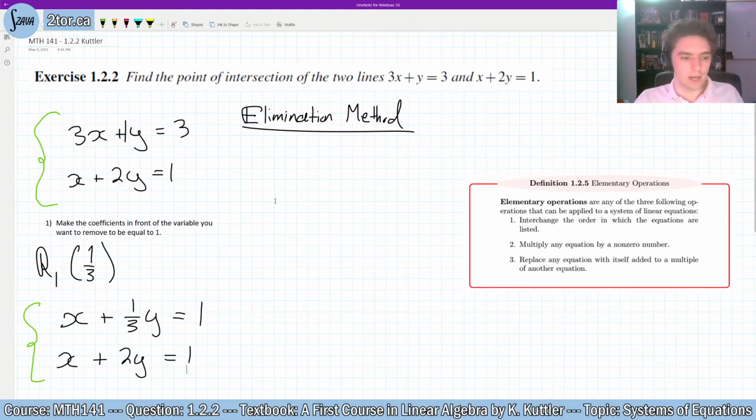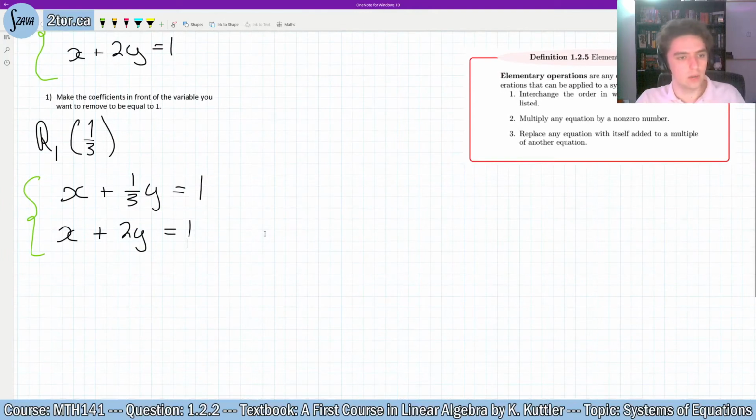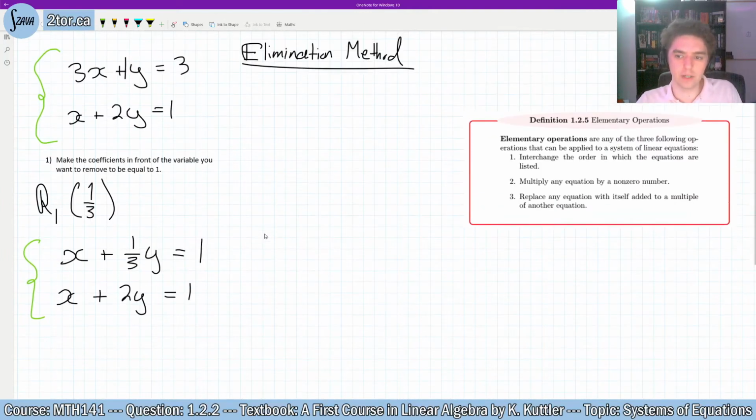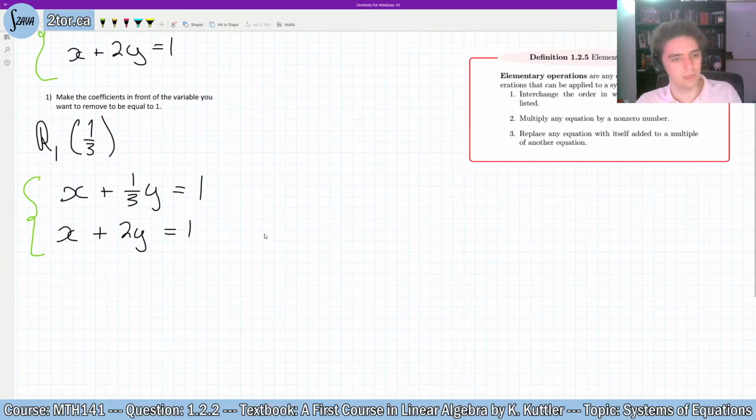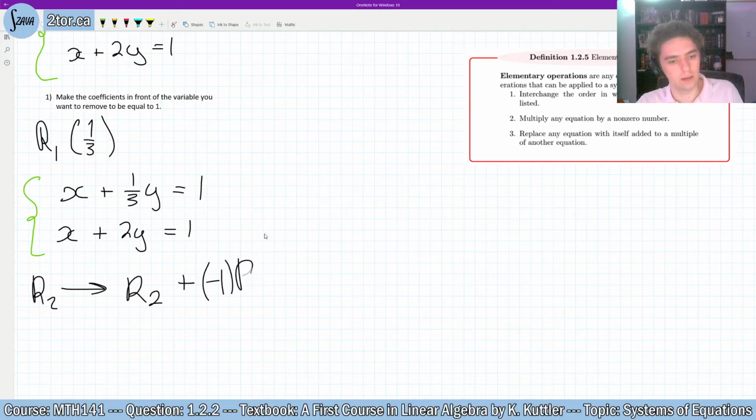Okay, so from here, now we can do another row operation. That's a type 3 row operation, which is replace any equation with itself added to a multiple of another equation. So I'm going to take row 2, and I'm going to turn it into itself added to a multiple of another equation. In other words, row 2 is becoming row 2 plus -1 times row 1. The reason I'm doing this is because look what's going to happen.